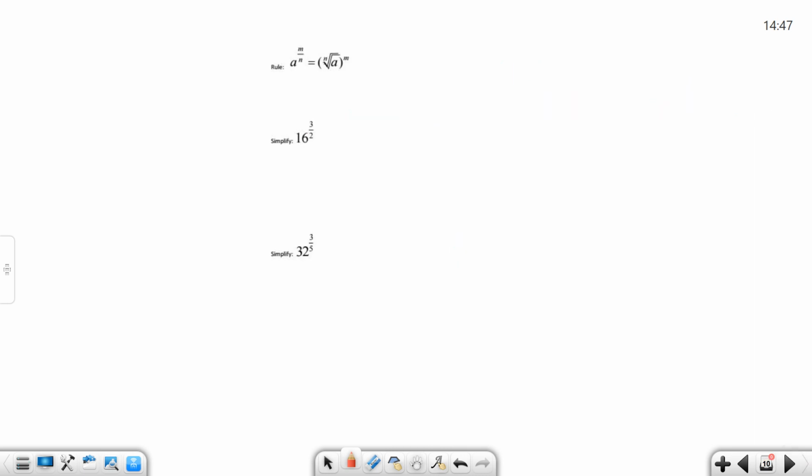What happens if we have something other than 1? Well, you see a rule at the top. That rule doesn't help you all that much. So let's just try it by working it. 16 to the 3 halves. Well, 3 halves is a fraction exponent. That means turn it into a radical. So I'd start with this 2. So step 1 would be this step, turn it into a radical. You'll say, what about the 3? That's the second step. So the square root of 16 is 4. Okay, and that takes care of this 2 right here.